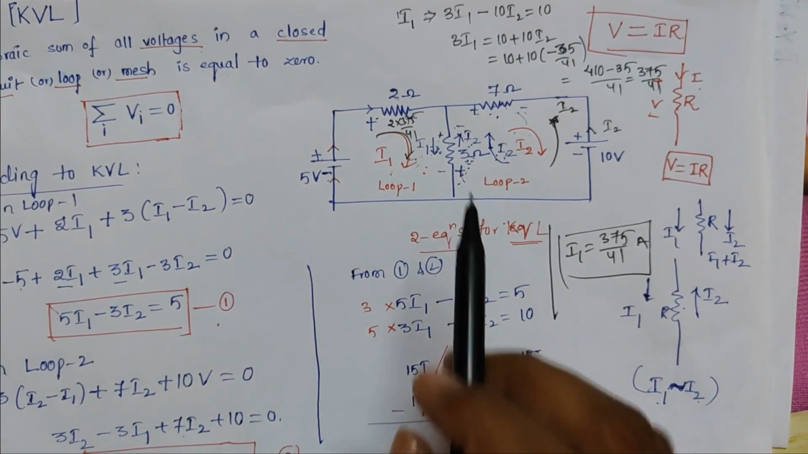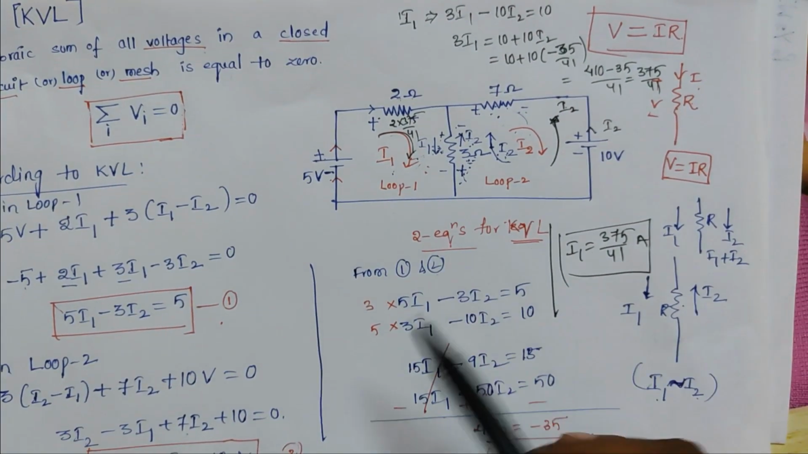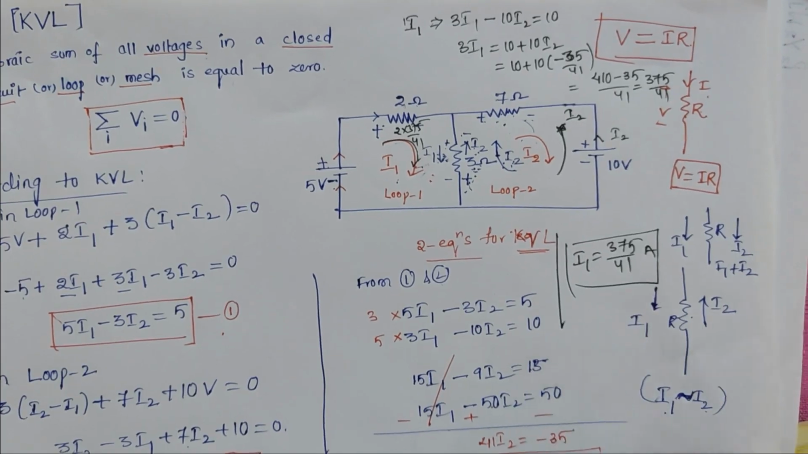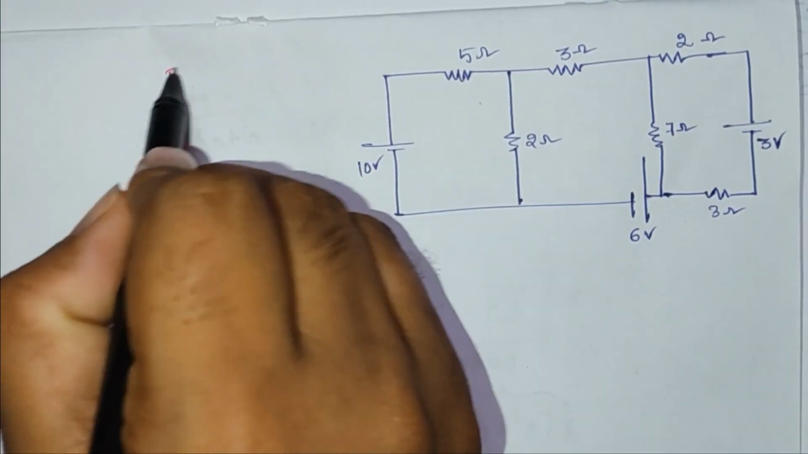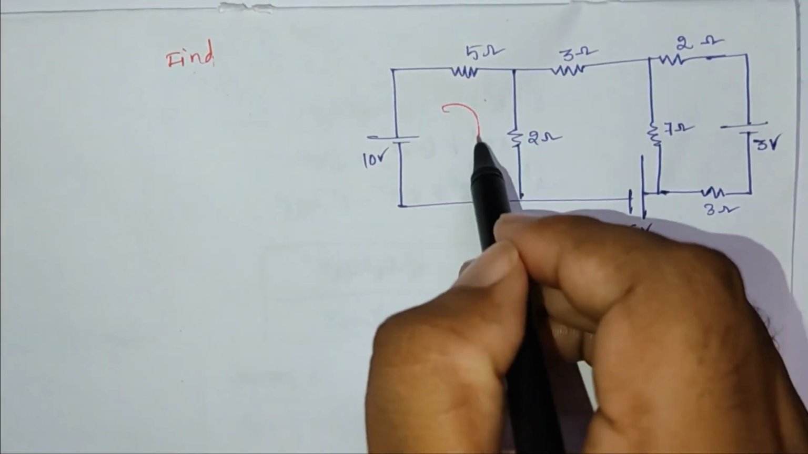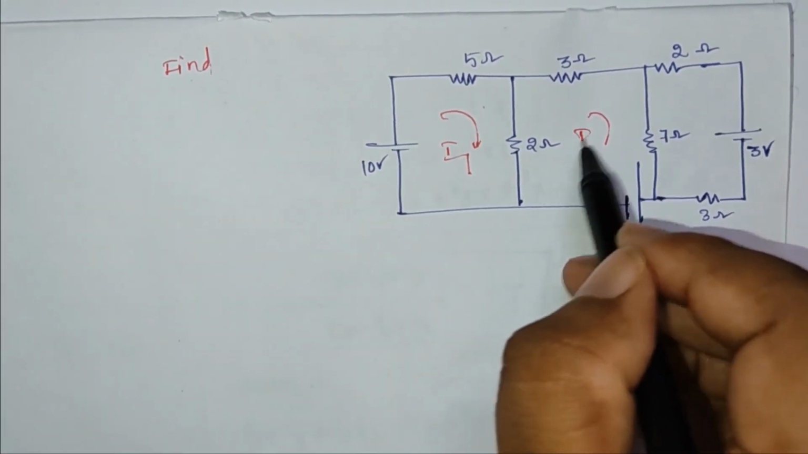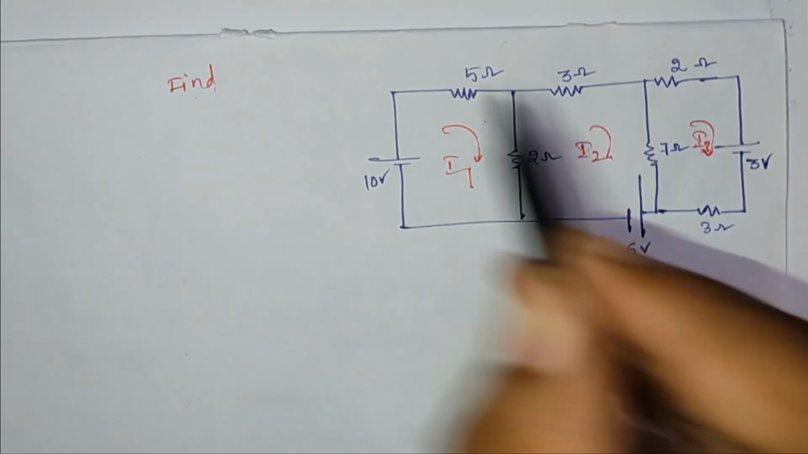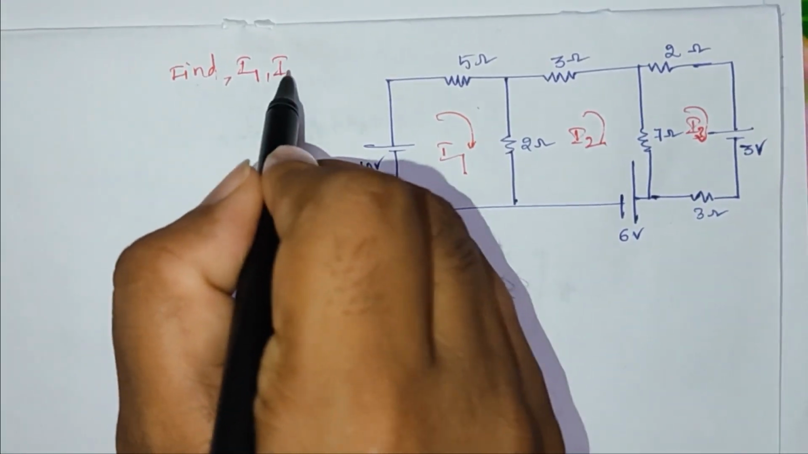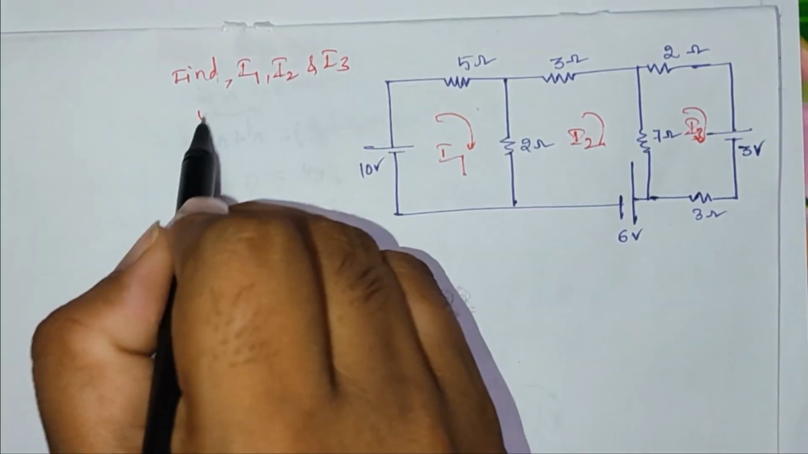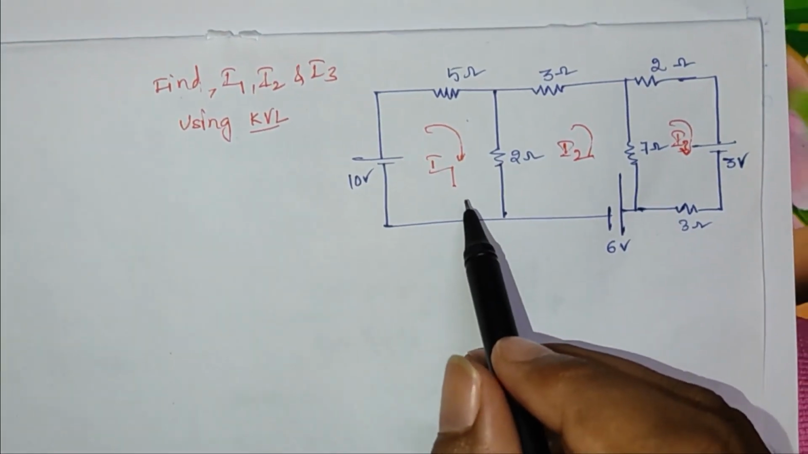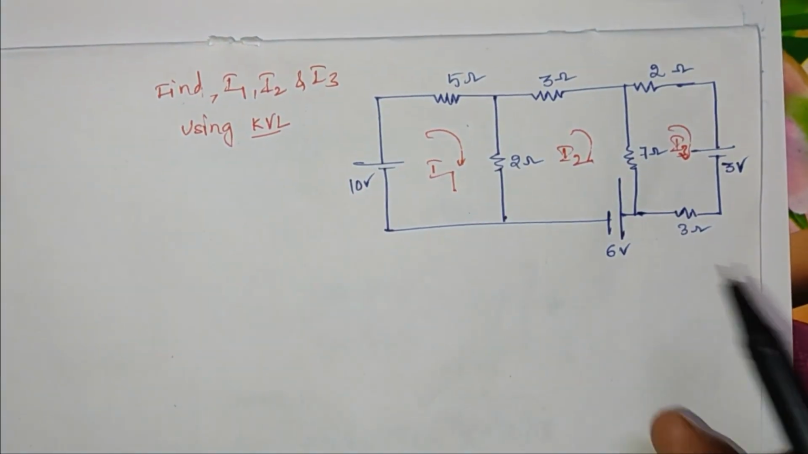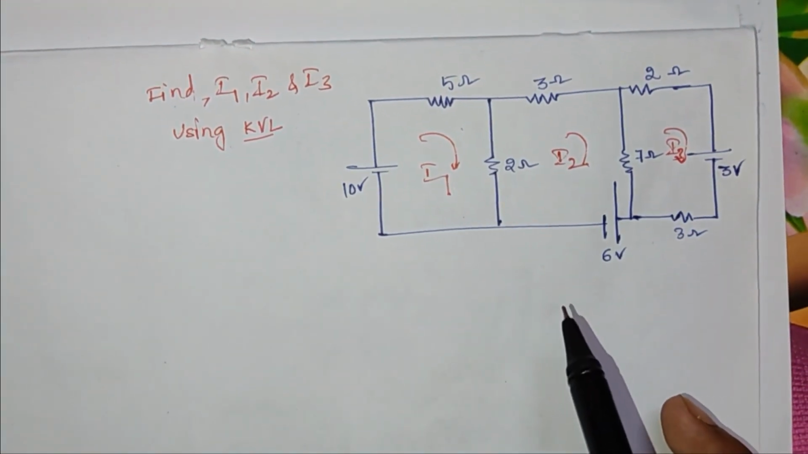For 2 loops we have 2 expressions; for 3 loops we will have 3 expressions. So I am giving this circuit as an assignment for you. Find I1, I2 and I3 using KVL. You have to write the expression for each and every loop, 1, 2, 3, and solve for I1, I2, I3. So this is the assignment for you.